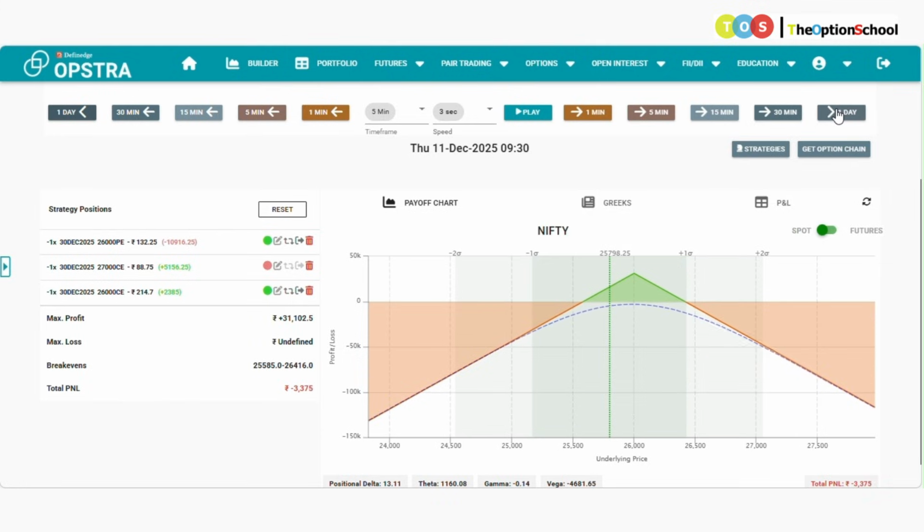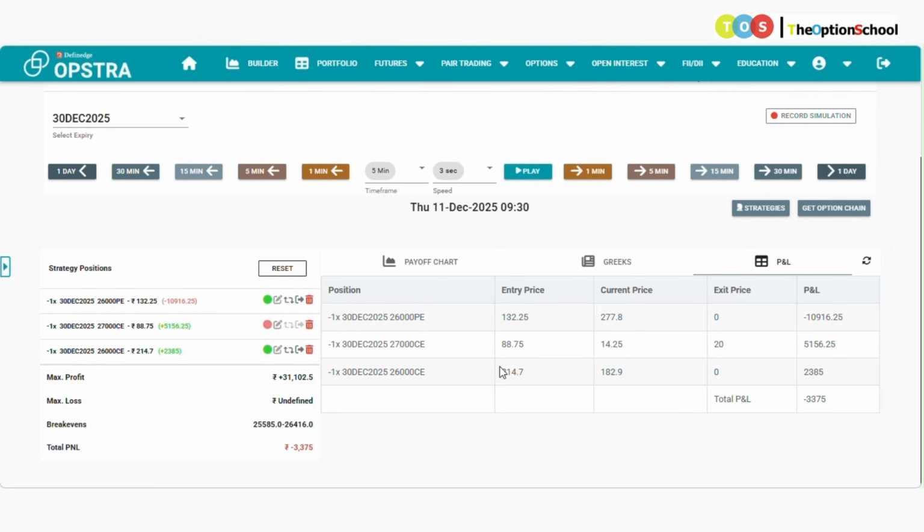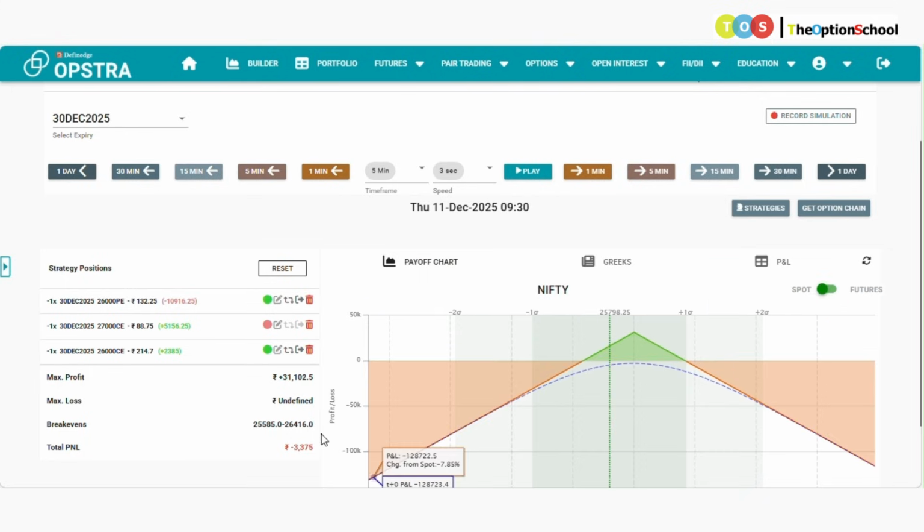Next day, if you see, okay, the market has again gone down. He sold that call at 214 rupees, which is now 182, whereas the previous call, which he exited at 20 rupees only. So this call has given only 6 rupees, whereas this call has given him 2,300, 2,400 rupees. So that is the benefit of adjustment. Otherwise, he would have been in a loss of around 6,000 rupees, right?